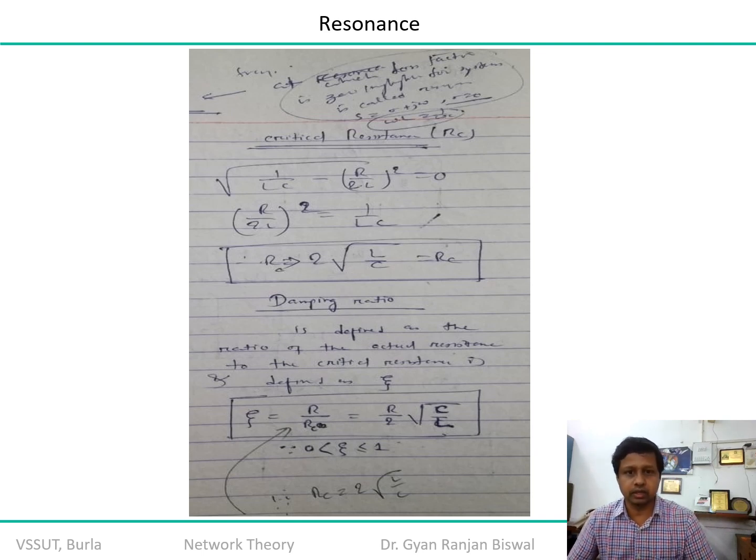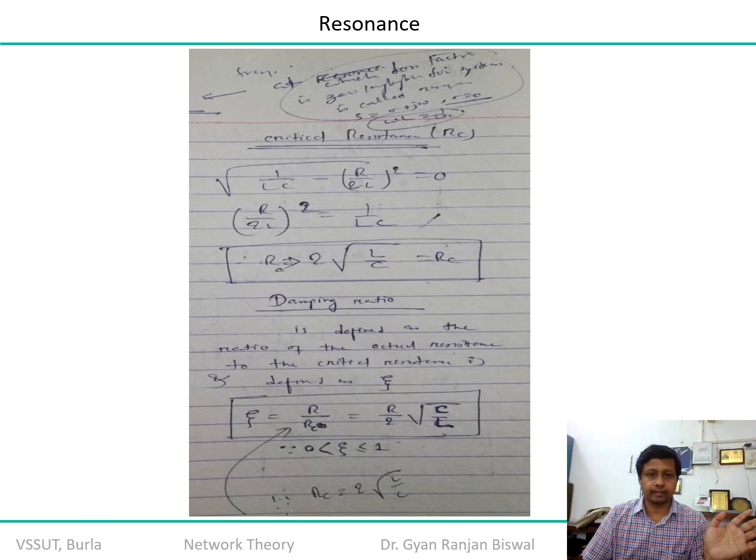So from here you will get the value of Rc equal to 2 root over L by C. So that is the critical resistance you have to work out. The value of the resistance in that RLC circuit should be how much? It should be 2 times the root of L by C. Then and only then will you get the critical frequency.